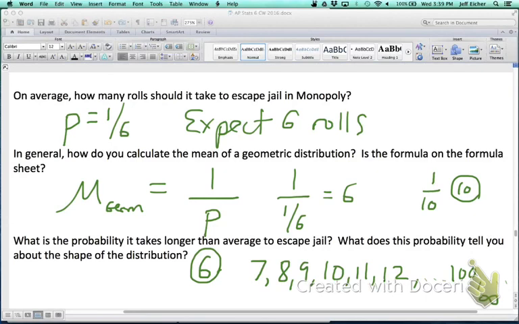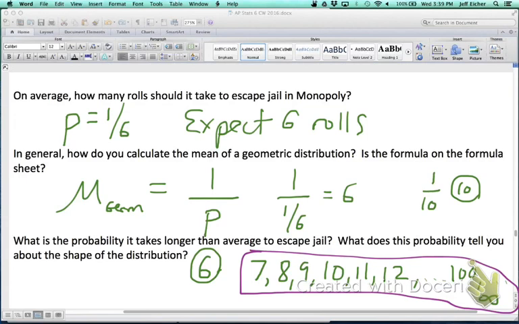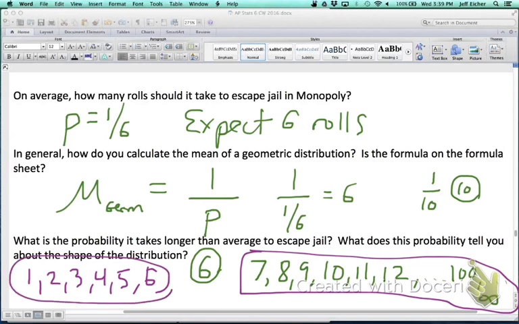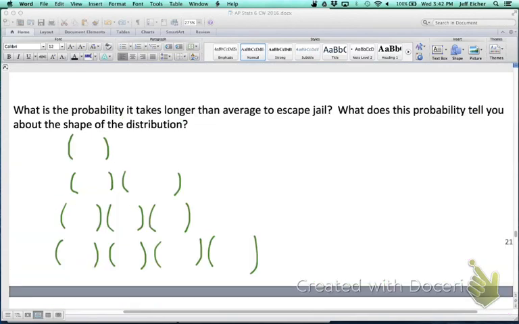Really what we need to do is let's do the complement. The complement of all of these is a lot fewer. The complement would be 1 or 2, 3 or 4, 5 or 6. Those are the probabilities that we'll have to calculate. The probability that it takes us 1, 2, 3, 4, 5, 6. So the probability we get out the first time, first roll, is that. The second roll is that.